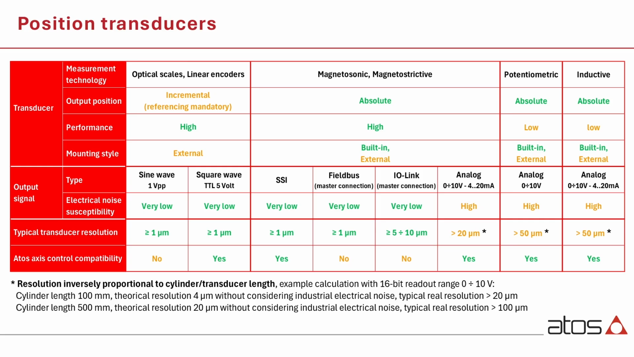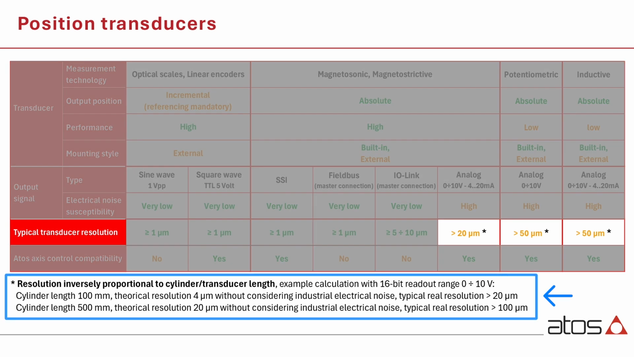Atos, as a rule of thumb, generally advised against using analog transducer for actuators with a mechanical stroke greater than 100 mm. This is because the resolution of an analog transducer is inversely proportional to the measured stroke, and very large strokes will negatively impact the resolution, making it difficult to achieve good positioning performance.